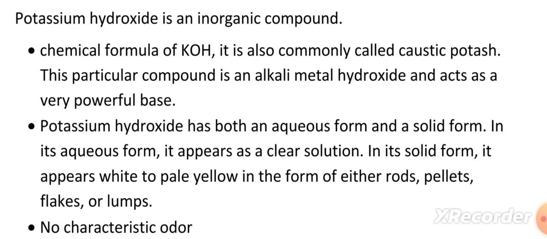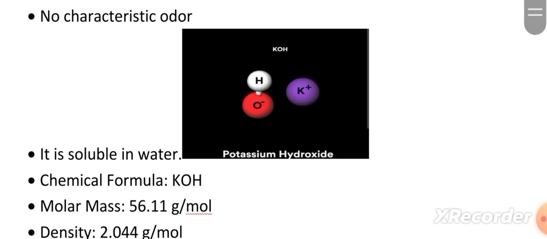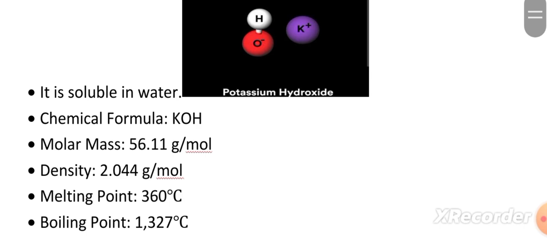Potassium hydroxide has both an aqueous form and a solid form. In its aqueous form, it appears as a clear solution, and in solid form, it appears white to pale yellow in the form of either rods, pellets, flakes, or lumps. It has no characteristic odor. It is soluble in water. Its chemical formula, as we discussed earlier, is KOH. Its molar mass is 56.11 gram per mole. Its density is 2.044 gram per cubic centimeter. It has high melting and boiling points.